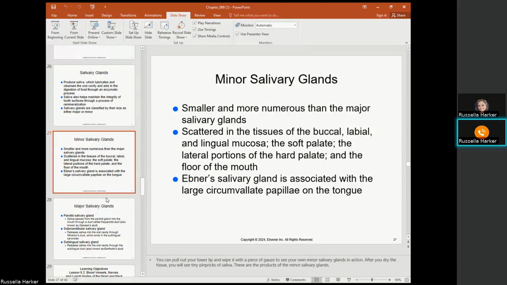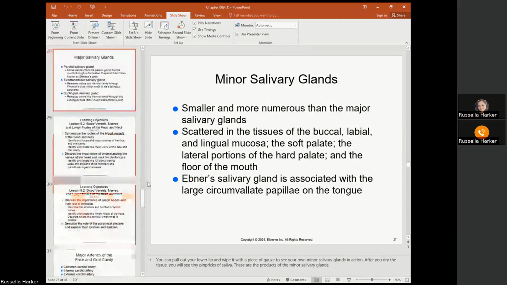If you pull out your lower lip and wipe it off with a piece of gauze, you can see your own minor salivary glands in action, because after you dry the tissue, you'll see tiny pinpricks of saliva. Those little pinpricks of saliva are the products of minor salivary glands in action.